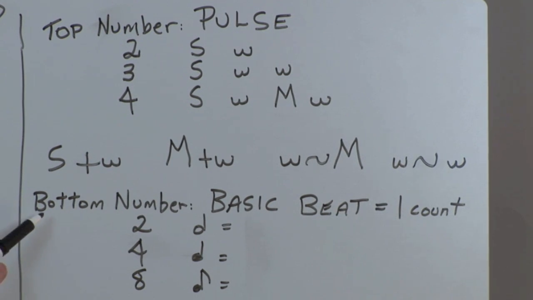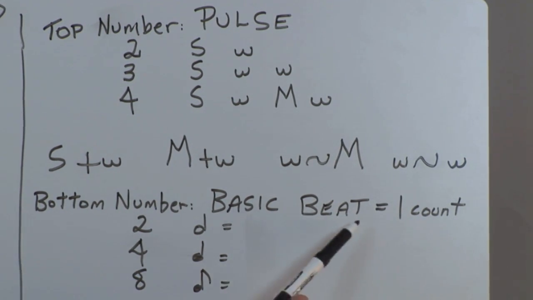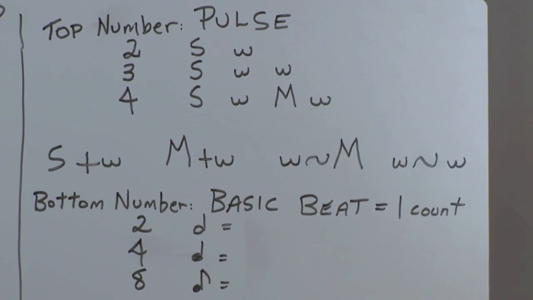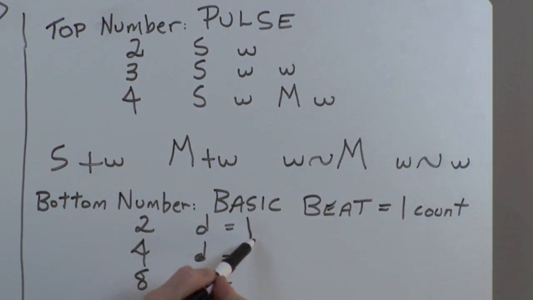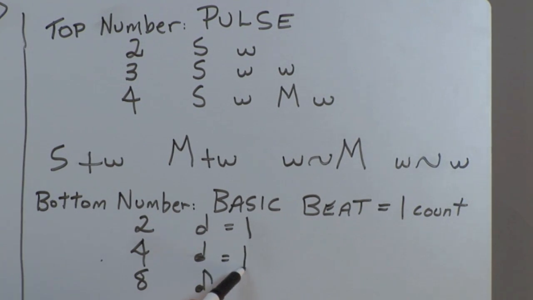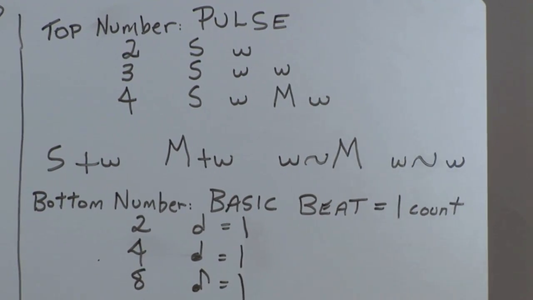Then write bottom number, basic beat equals 1 count. Now, if a 2 is on the bottom, a half note equals 1. If a 4, a quarter note equals 1. And finally 8, an eighth note equals 1 count.